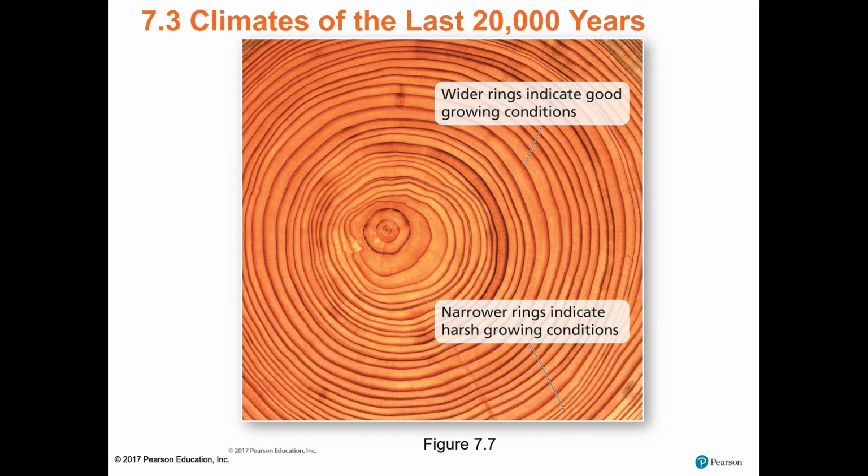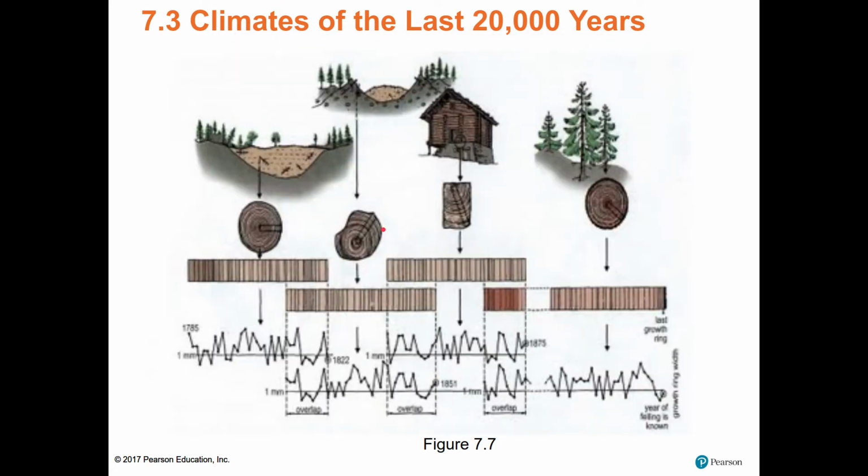Looking at trees, we know narrower rings like right there and like right there, narrower rings mean that it was probably a drier year, wider rings, a wetter year. So we have a climate record in the American West going back 20,000 years or so, looking at tree ring data. And by taking samples from different trees, we can piece together a continuous record.